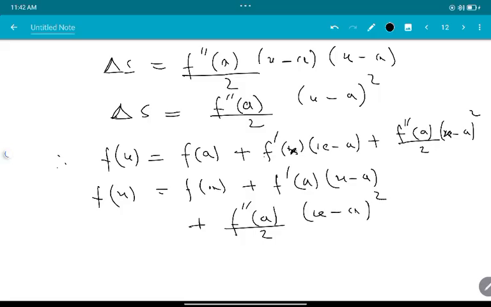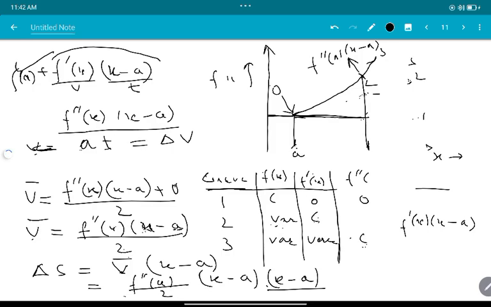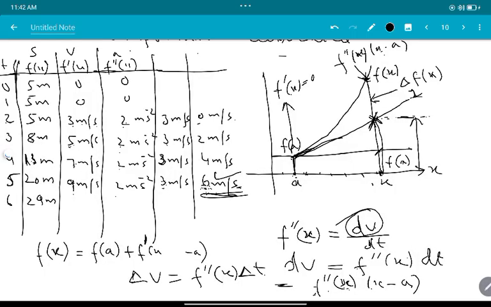Now we are ready to finish this lecture. Before finishing it, suppose now f double dash x also changes. If you go back to our previous page, you have f double dash x also changing. Yes, f double dash x is constant there. Now suppose it also changes. Suppose acceleration is not constant.